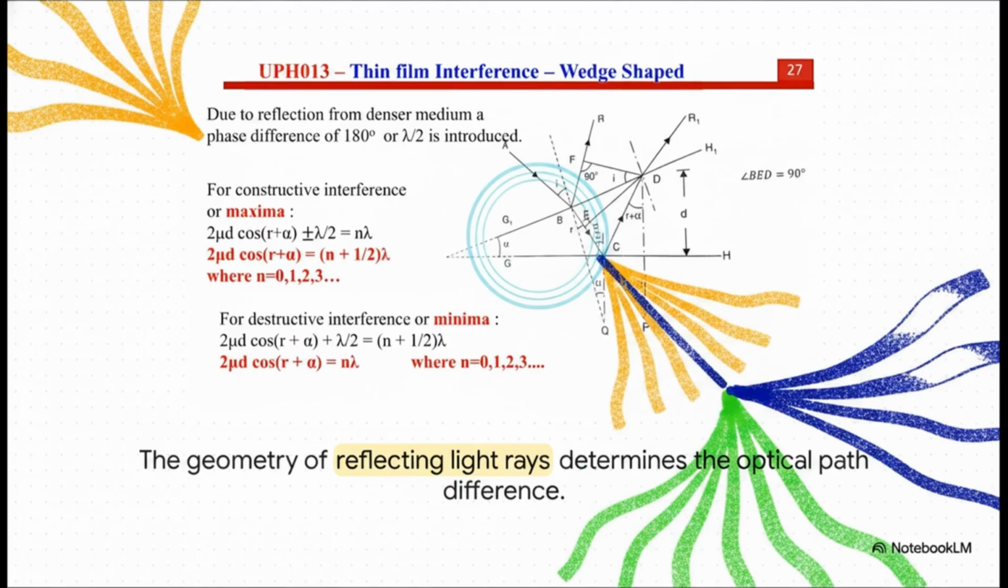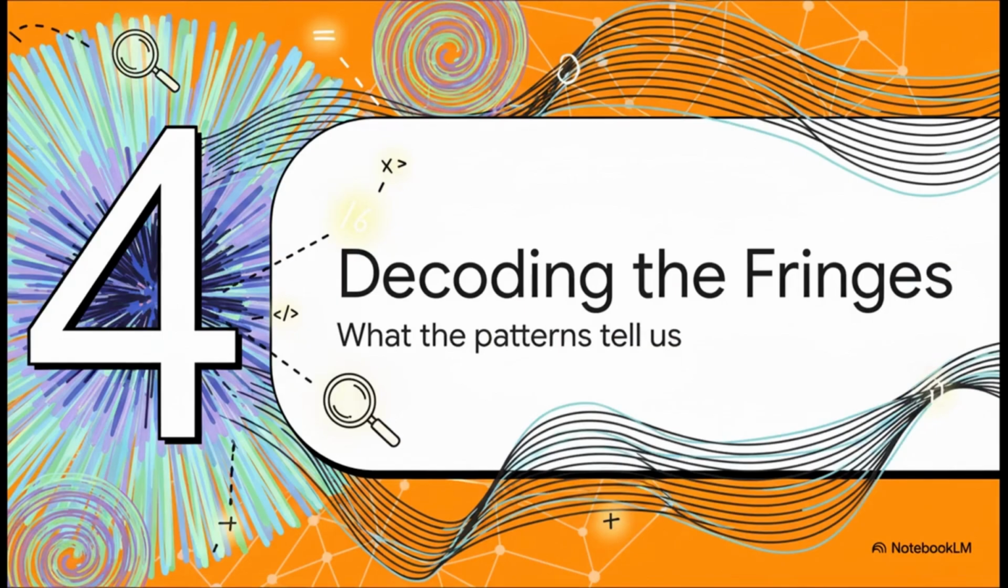All it's doing is tracing the paths of the two light rays, the one that bounces off the top of the air wedge and the one that goes through, bounces off the bottom, and comes back out. It's the difference in the length of those two journeys, plus that one flip, that determines everything. Okay, so we know how these fringes form, but the really cool part is what they can tell us.